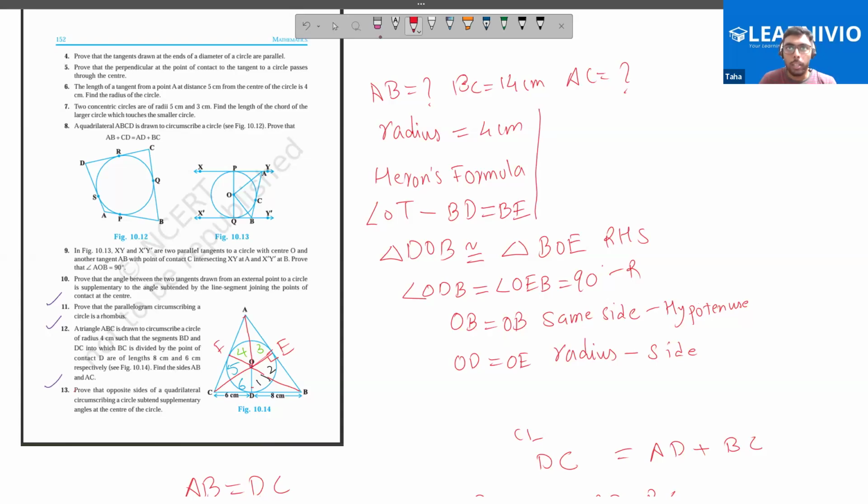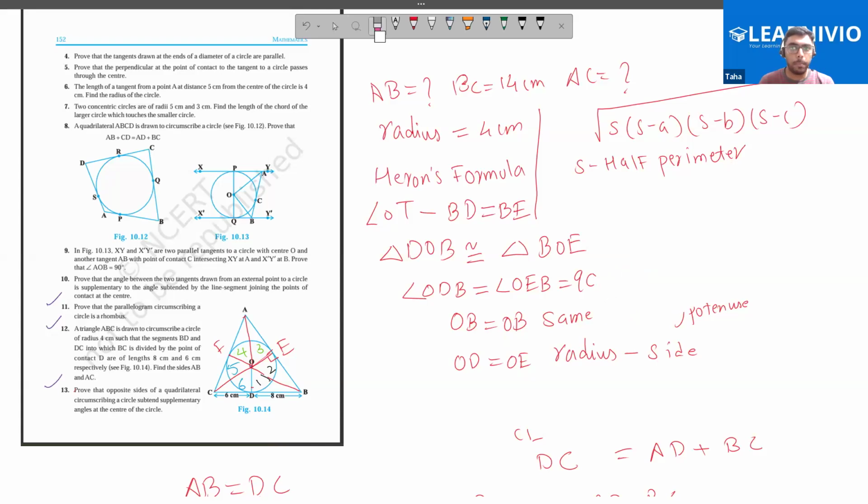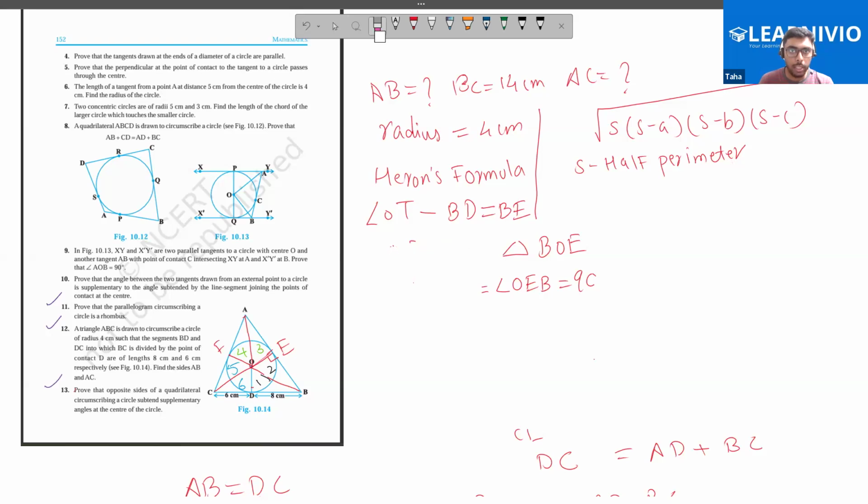Okay, so what is Heron's formula, anyone? It is the square root of S into S minus A into S minus B into S minus C. This is Heron's formula, right? And S is the half perimeter, right? How can we find the half perimeter of this triangle? Anyone? How can we find the perimeter of this triangle?